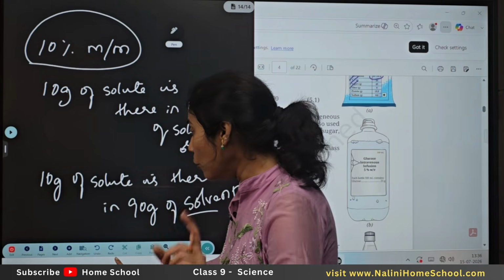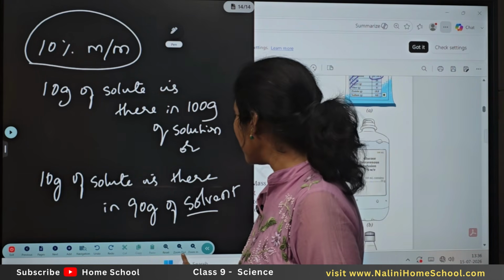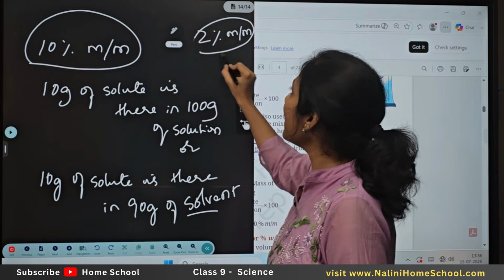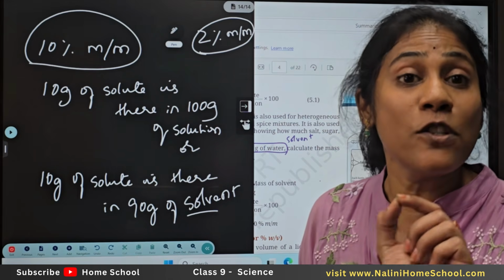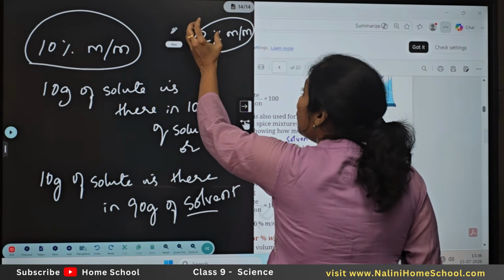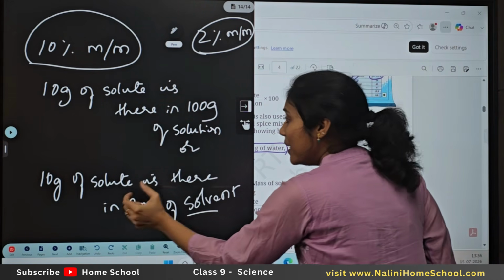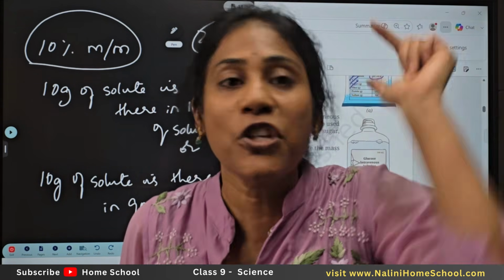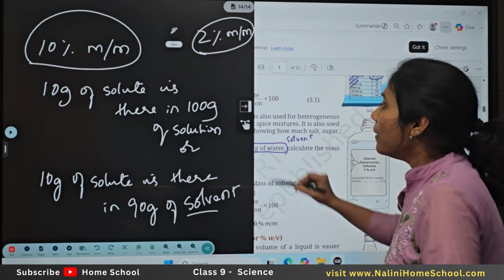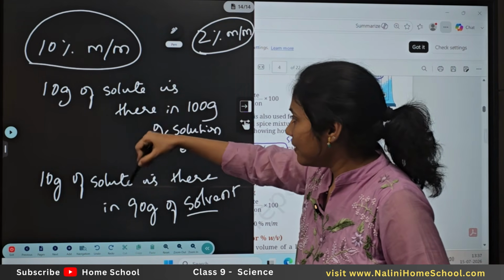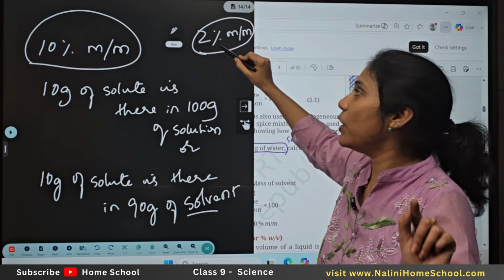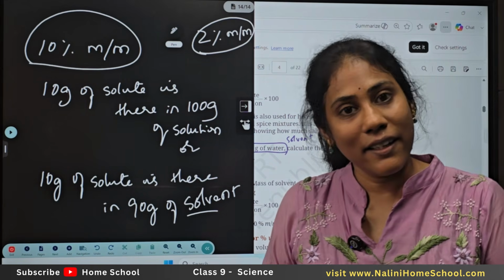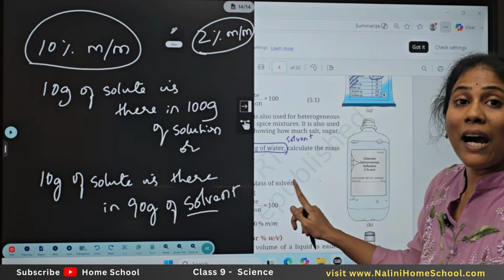Right. So now one question for all of you here. What is the meaning of 2% m by m? Tell me, guys, what does it mean? How much amount of solute is there in how much amount of solution? And also tell me how much amount of solute is there in how much amount of solvent. So I told you the meaning of this in both ways. Like that, in the comment box you tell the meaning of 2% m by m in both the terms. So that is all about the m by m term.